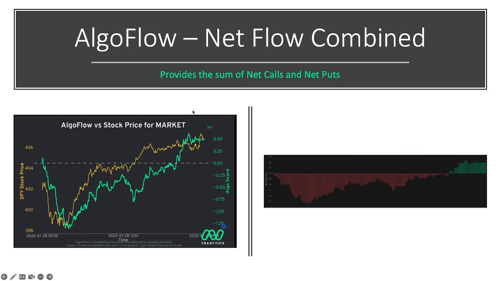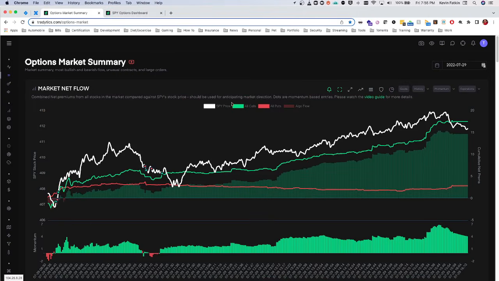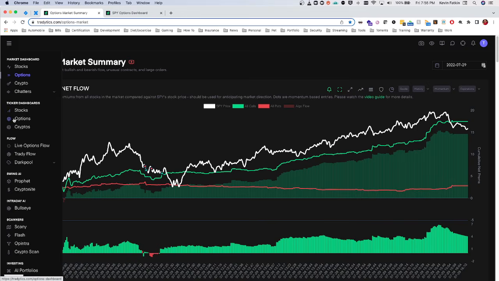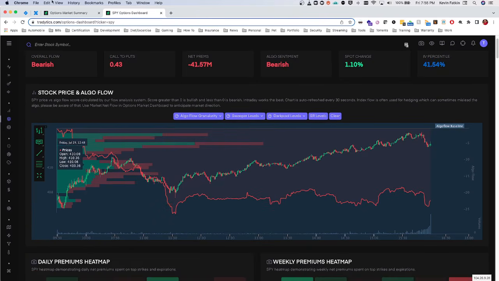algo flow. Essentially, algo flow is the sum of net calls and net puts across the entire market. Now, this is actually shown in the background, and there are different areas you can find this if you go into the ticker dashboard and look at options. In this case, I'll pull up SPY. You can also see algo flow here.